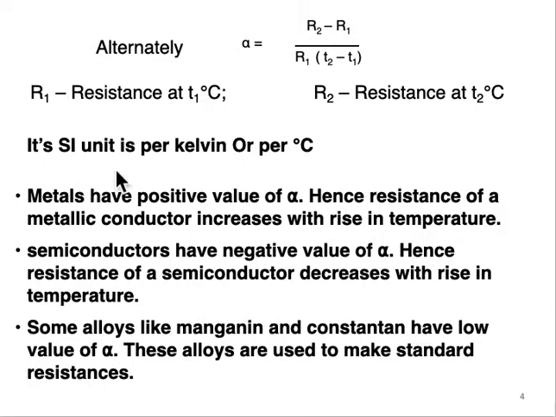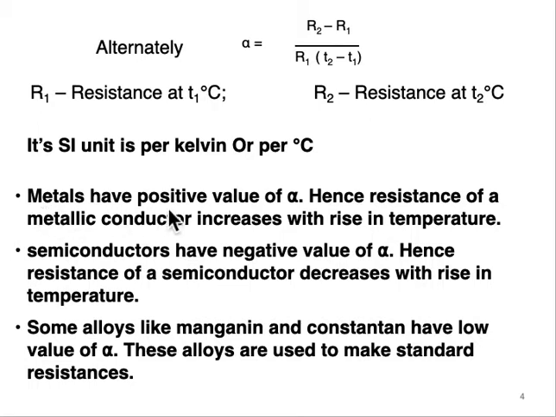SI unit, as mentioned, will be per Kelvin or per degree Celsius, because in the numerator the unit is ohm, and here the unit is ohm, which cancels out and you are left with 1 over temperature, that is per degree Celsius or per Kelvin as the case may be.